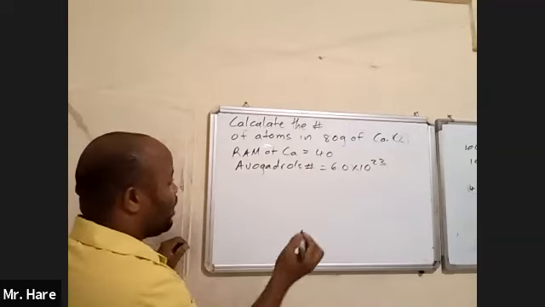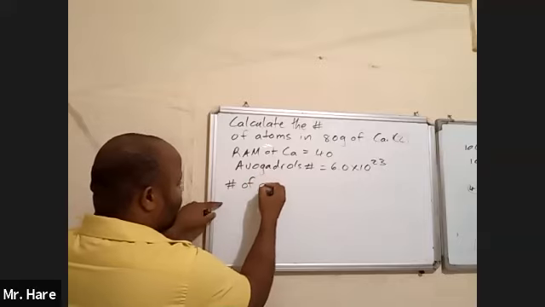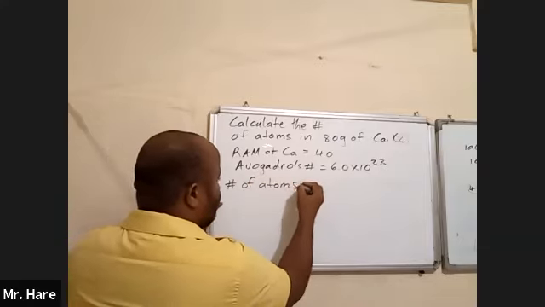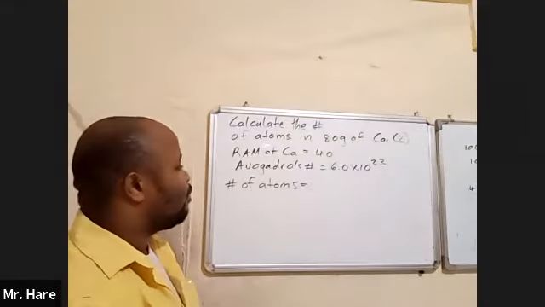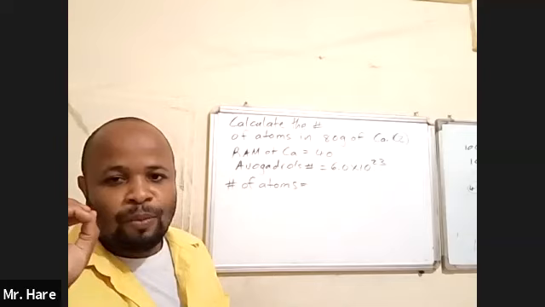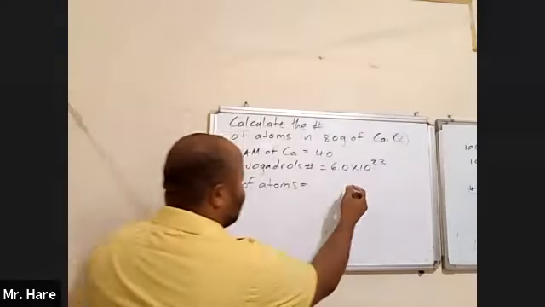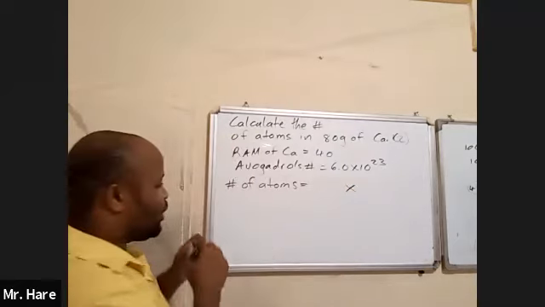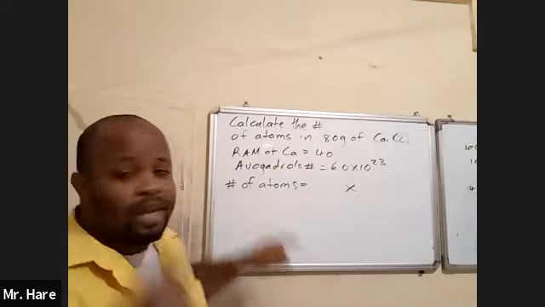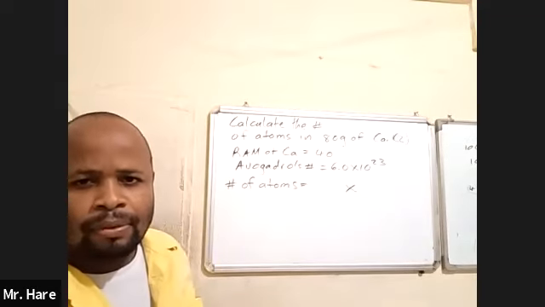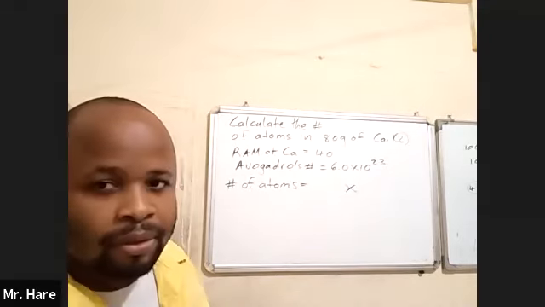Avogadro's number. So to get the number of atoms, are we going to divide or multiply? Multiply. The only time we divide is when we're finding moles. Based on our equations, we only have the constant, the atoms, and the moles.